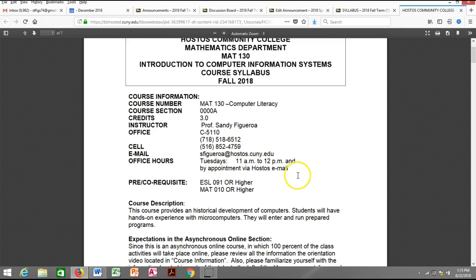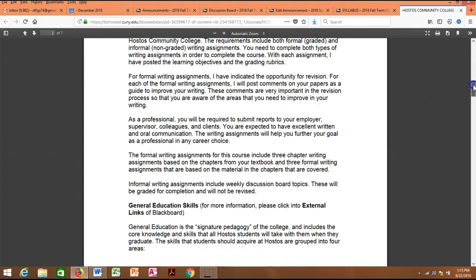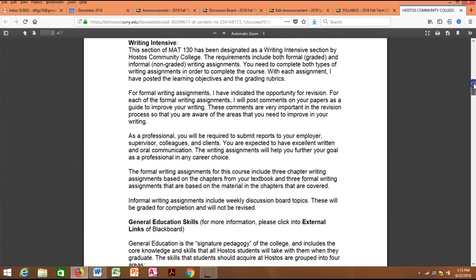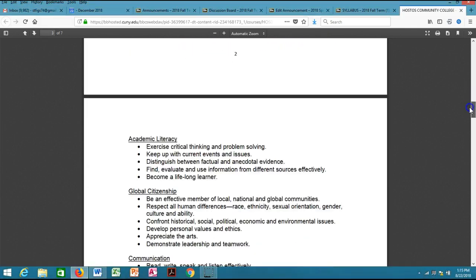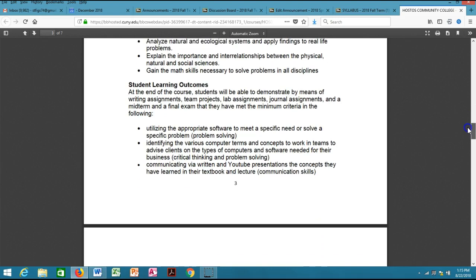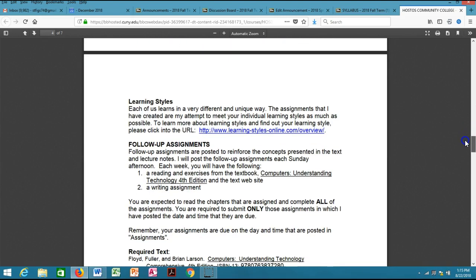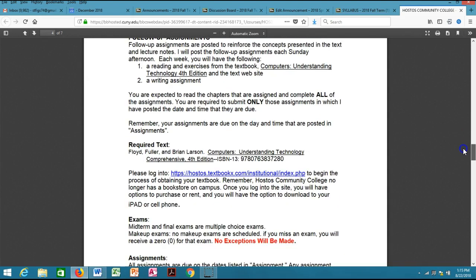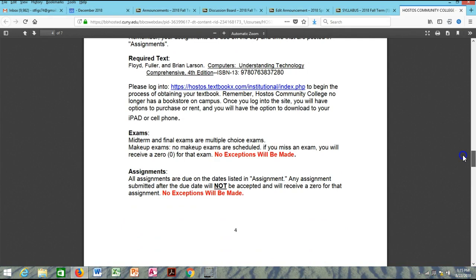Okay. I also have another office hours on Thursday. Just realized I didn't put this there. Okay, this is right. This section is writing intensive. Read through what this says, and also the importance of going to the writing center. Gen Ed, because this is college and not a business school. Student learning outcomes, your learning styles. Follow-up assignments, required text. Showed you that already. Exams, you have a midterm and a final.